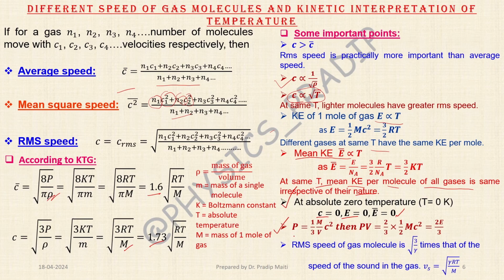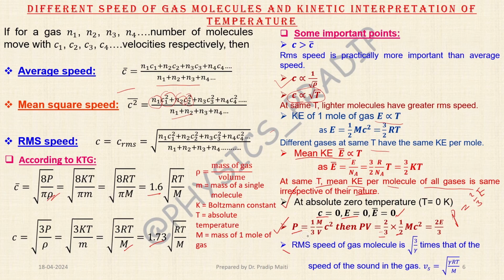Here is another point, that is pressure. Pressure P equals 1 upon 3 m by V into c square. Then PV equals 2 by 3 into half mc square, that is twice E by 3. So there is a relation between pressure and total kinetic energy. So P equals 2 upon 3 into E, where P is the pressure of the gas and E is the kinetic energy of the gas. This is a very important relation. It gives the relation between pressure and kinetic energy of the gas.